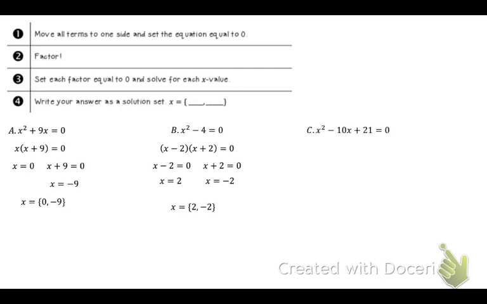Here we have to use the x, so we have to see what is going to multiply to be 21, add to be negative 10. That's negative 7 and negative 3. So this is going to be x minus 7, x minus 3. So x minus 7 equals 0, x minus 3 equals 0. So x equals 7 and x equals 3.